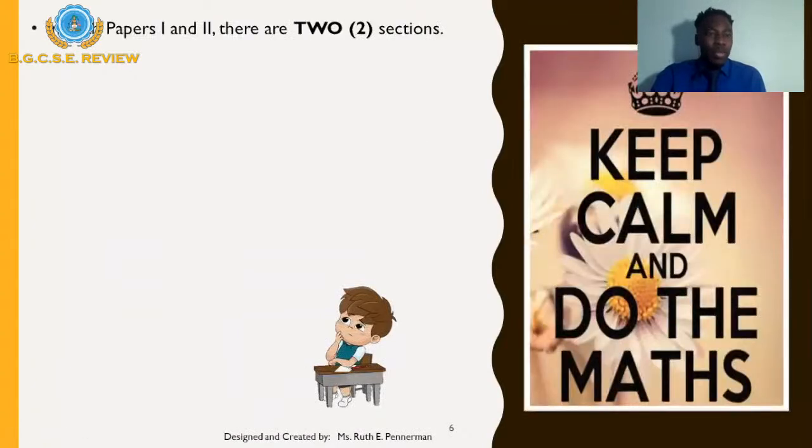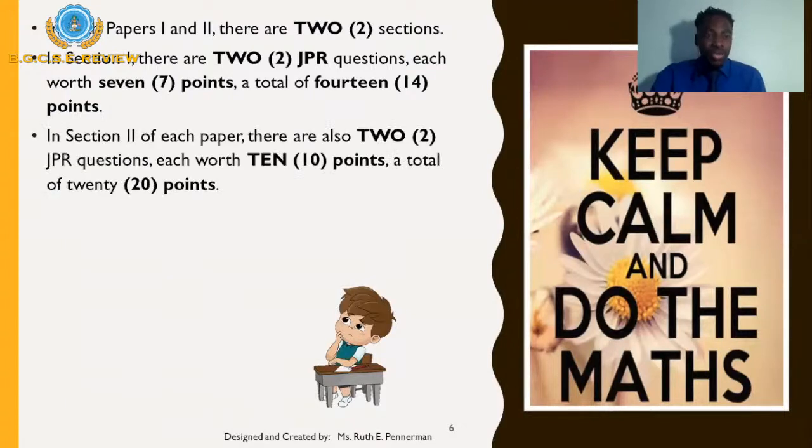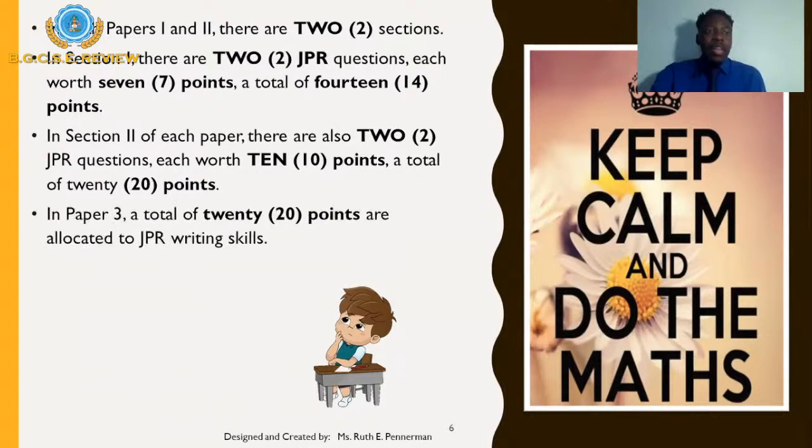In both papers 1 and 2, there are two sections. In section 1, there are 2 JPR questions, each with 7 points, and that's a total of 14. In section 2 of each paper, there are also 2 JPR questions, each with 10 points, a total of 20 points. And so we're doing some math now. Let's see what's next. In paper 3, a total of 20 points are allocated to JPR writing skills. And so we don't necessarily want to worry about paper 3 in this case, because we are preparing more or less for the examination component, even though that paper 3 item is important as well.